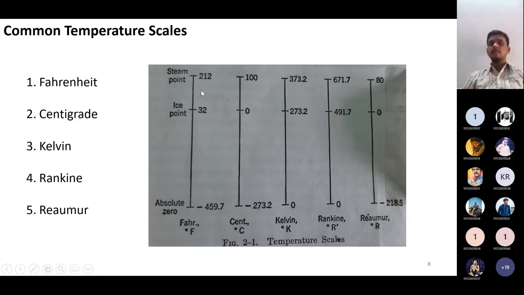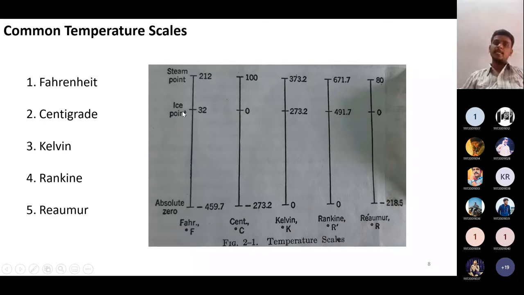Depending on that, the correction factors will be applied for each temperature scale. So for the Kelvin scale, Fahrenheit scale, Rankine scale and Reaumur scale, these are the various absolute zero values with respect to Kelvin. In the Fahrenheit scale it is -459.7, in the degree centigrade scale it is -273.2, in terms of Rankine it is 0 degree Rankine, and in terms of degree Reaumur it is -218.5 degree Reaumur.